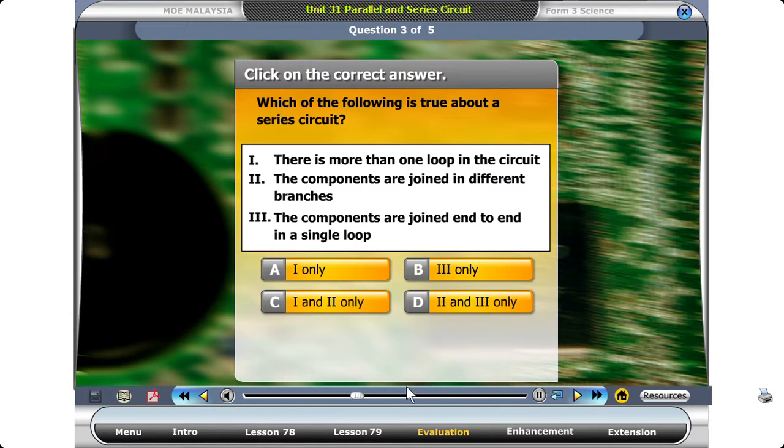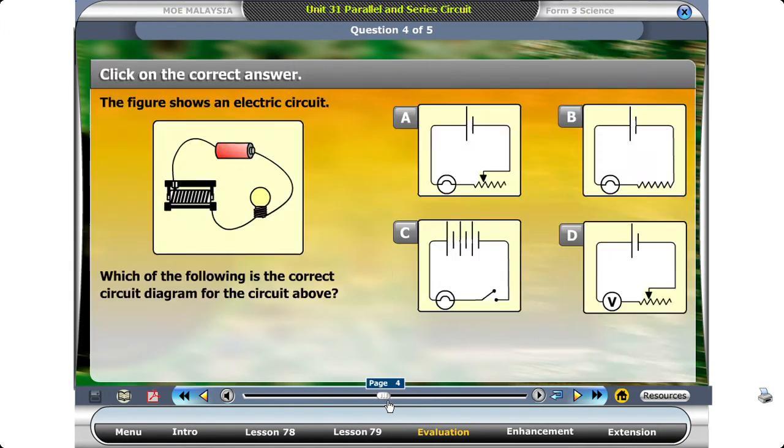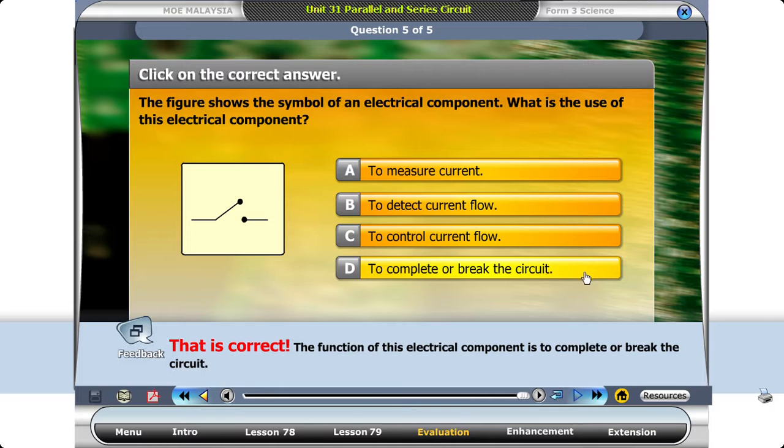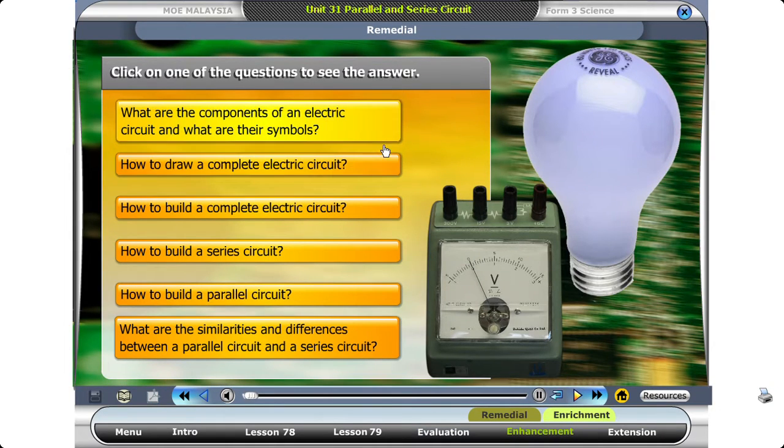Which of the following is true about a series? That is correct. The function of this electrical component is to... click on one of the questions to see the answer.